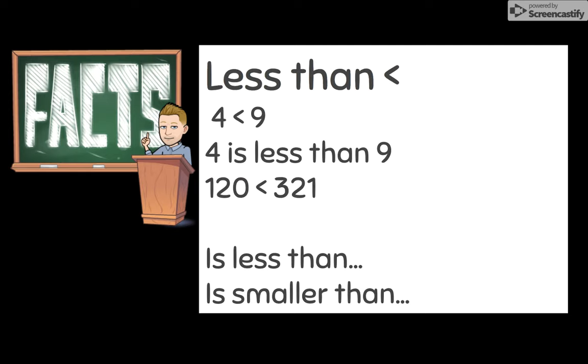This symbol here means less than. Now let's look at the example. 4 is less than 9. And we've got the less than symbol there. And that's true. 4 is less than 9. And we can write that in a sentence as well. 4 is less than 9. 120 is less than 321. That is true, isn't it? So the language we use is "less than" or "is smaller than" when we see that symbol.